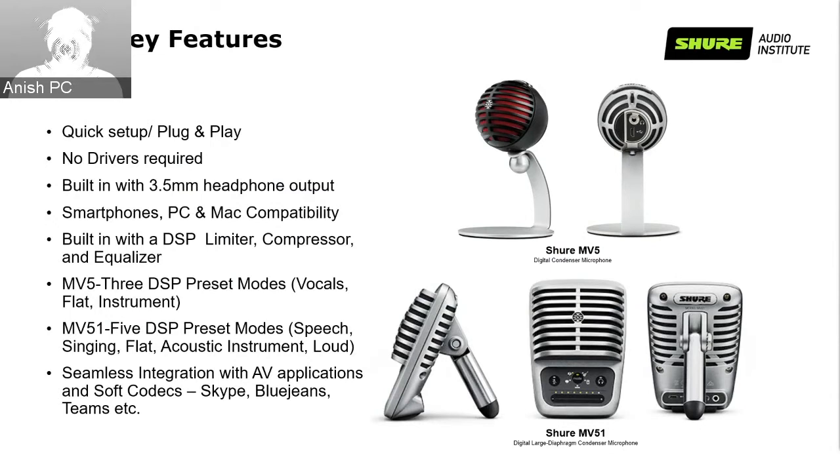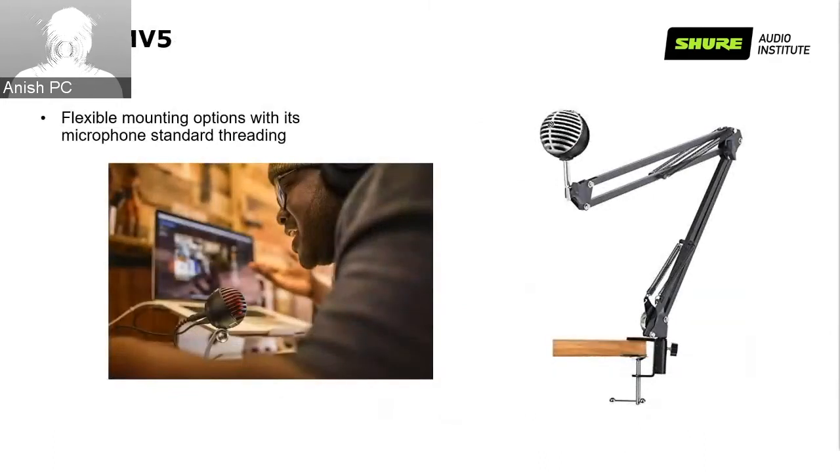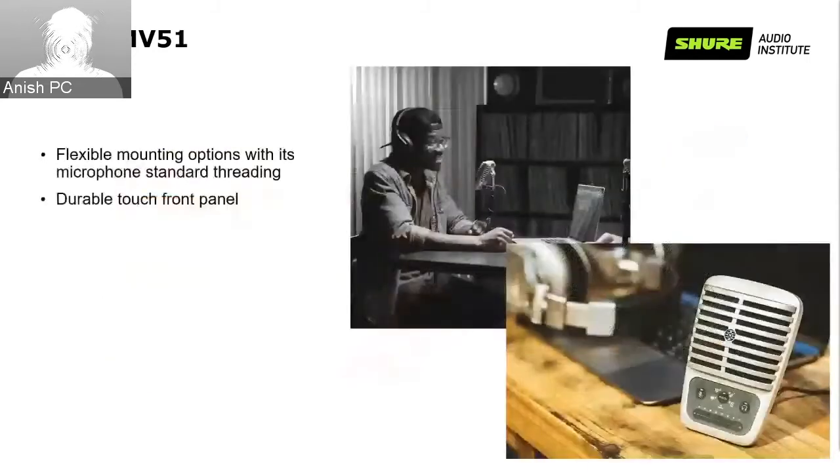The MV5 has 3 DSP preset modes, which are vocals, flat, and instrument mode, while the MV51 has 5 DSP preset modes, which are singing, speech, flat, acoustic instruments, and loud mode. It offers seamless integration with AV applications and soft codecs like Skype, BlueJeans, Teams, etc. The Shure MV5 offers a flexible mounting option with the microphone standard threading, and the MV51 offers the same. The MV51 has a durable touchscreen front panel to ensure that the product has longevity.